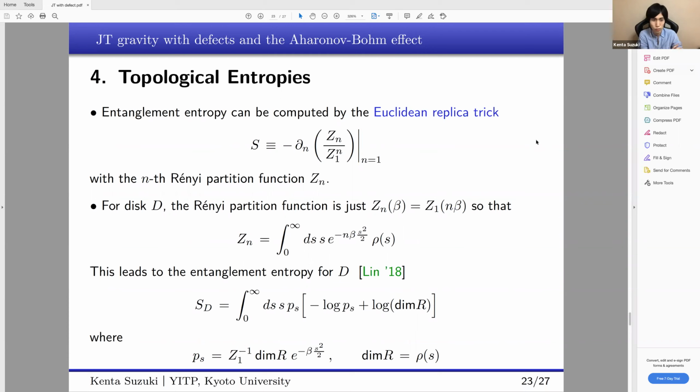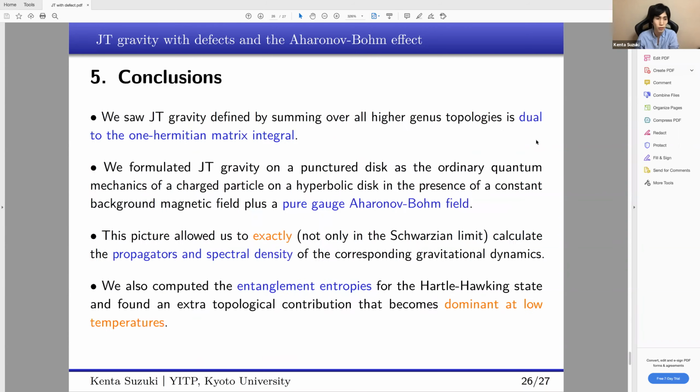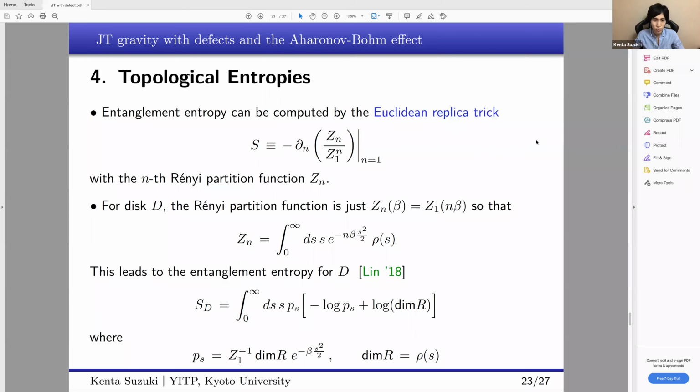Okay, so I only have 3 pages, so it doesn't take much time. Let's talk about entanglement entropy for the Hartle-Hawking states defined on the previous geometries. Entanglement entropy can be computed by this Euclidean replica trick given by this expression, where Zn is the nth replicated partition function.